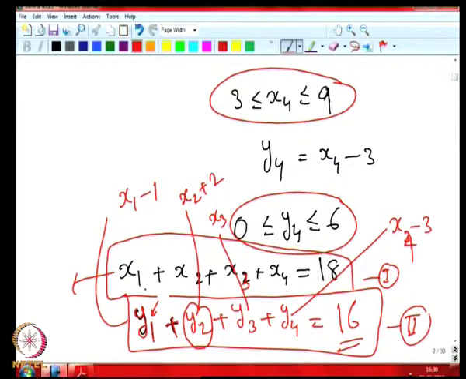Similarly, the reverse also works. If I get a solution for y1 plus y2 plus y3 plus y4 equals 16, namely the second equation, then we can cook up the corresponding solution for the first equation. You take the value of y1, add 1 to it and give it to x1. You take the value of y2, add 2 to it and give it to x2. The value of y3 is given directly to x3, and the value of y4 plus 3 is given to x4. It's easy to check that if you add up x1, x2, x3, x4, you will get 18, and definitely the ranges will be correct.